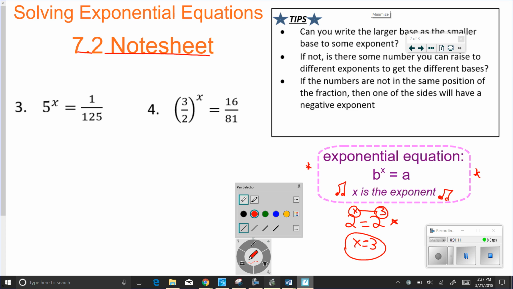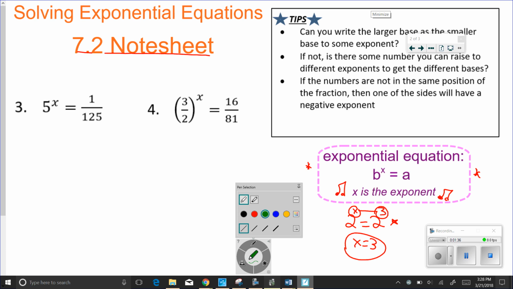If we take a look at numbers 3 and 4, these are not as straightforward. In order to solve these for x, we're going to have to use some of our other properties of exponents. Also in class, we made lists of all of our bases, where we have 2 to a bunch of different powers, 3 to a bunch of different powers, 4 to a bunch of different powers, 5 to a bunch of different powers. That's going to make this section a lot easier.